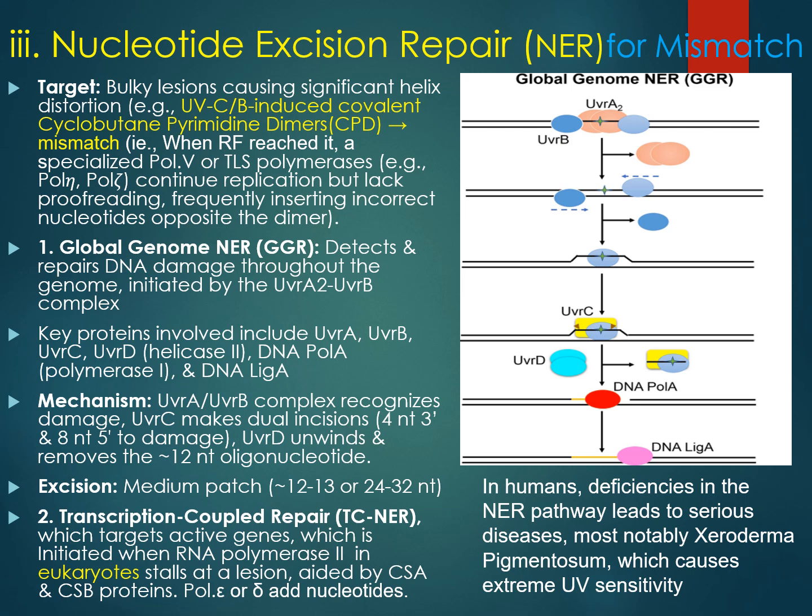It is initiated by a complex of UvrA and UvrB. The key proteins involved include UvrA, B, C, and D, which is a helicase II, then DNA polymerase I. Then finally, the gap will be filled by ligase. The mechanism is shown in this diagram. A dual incision happens and unwinding is done by UvrD because it is a helicase, and it removes a patch of approximately 12 nucleotides, an oligonucleotide, and then this medium patch will be repaired.